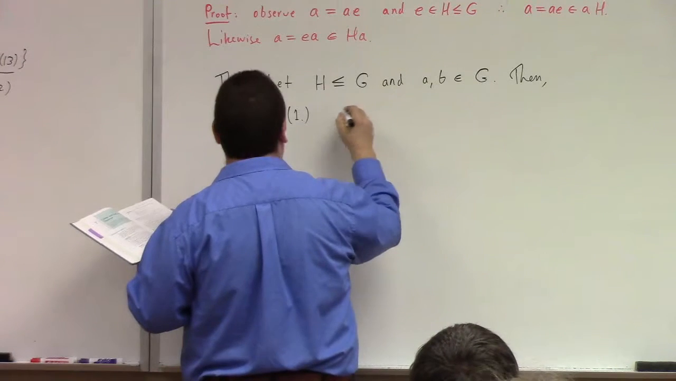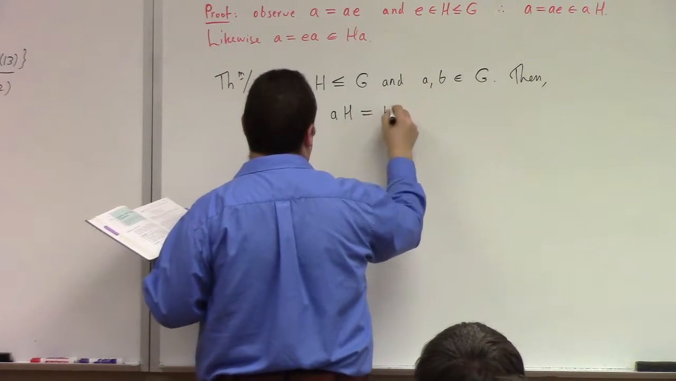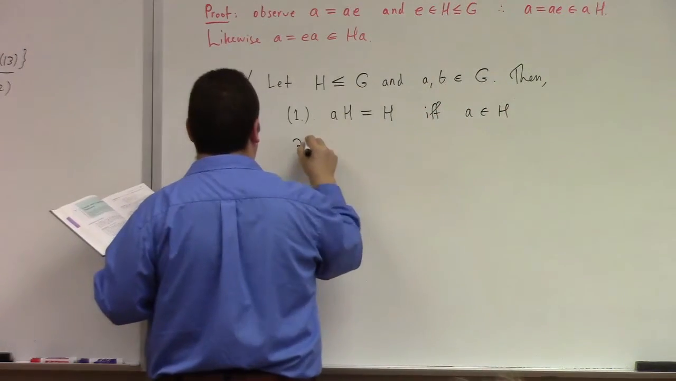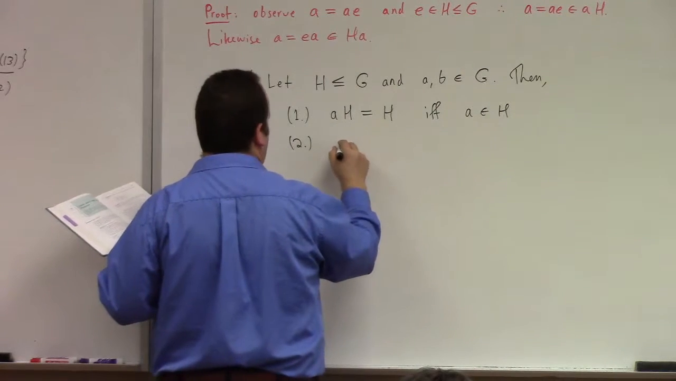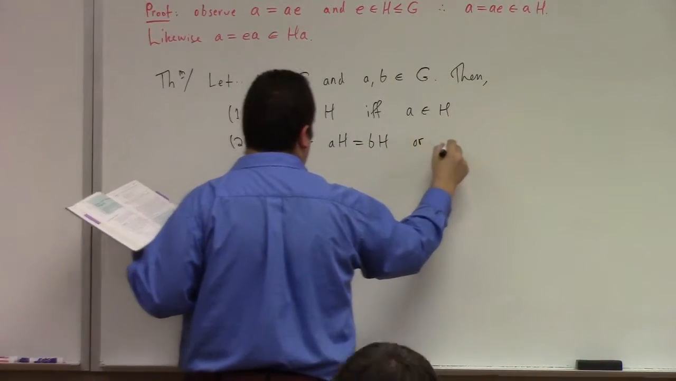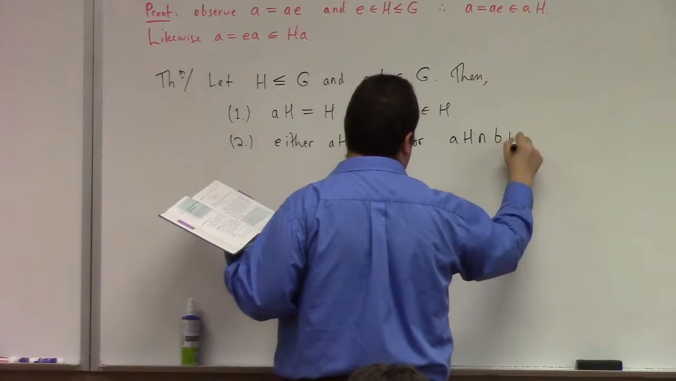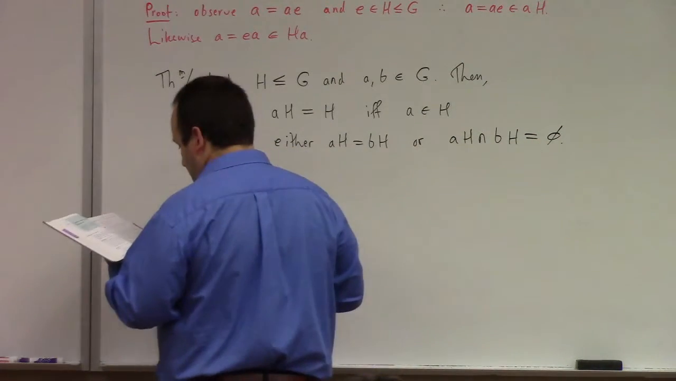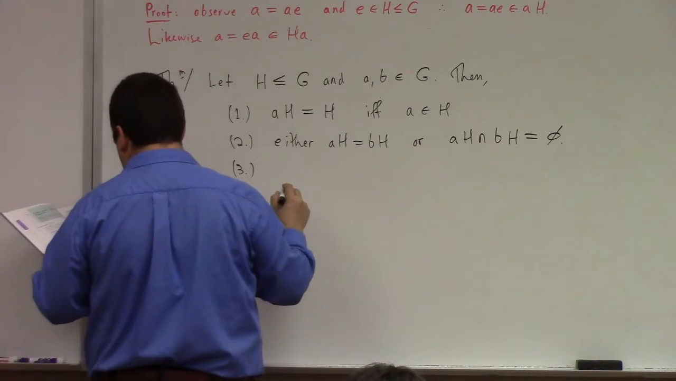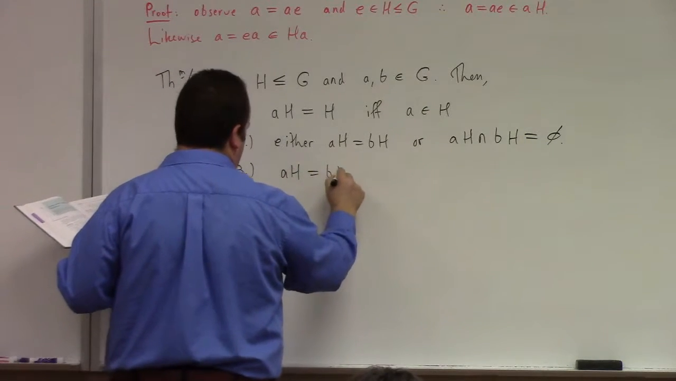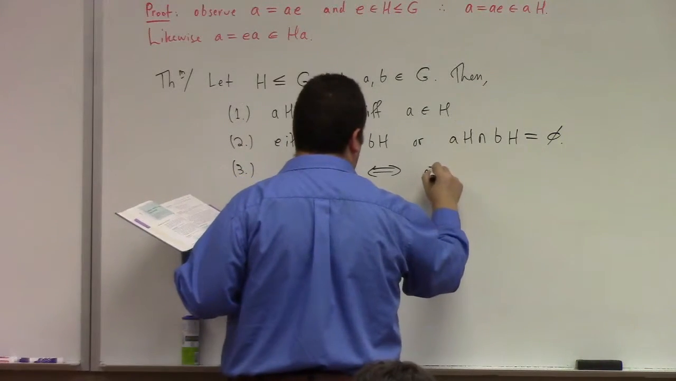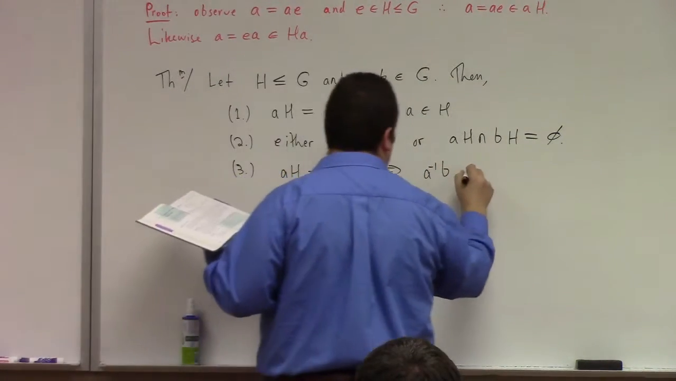All right, so one, aH is equal to H if and only if a is an element of H. Two, either aH is equal to bH or aH intersect bH is the empty set. So they're disjoint or they're the same. Three, aH is equal to bH. This three is a big one. If and only if, calculationally, this is huge, a inverse b is an element of H.